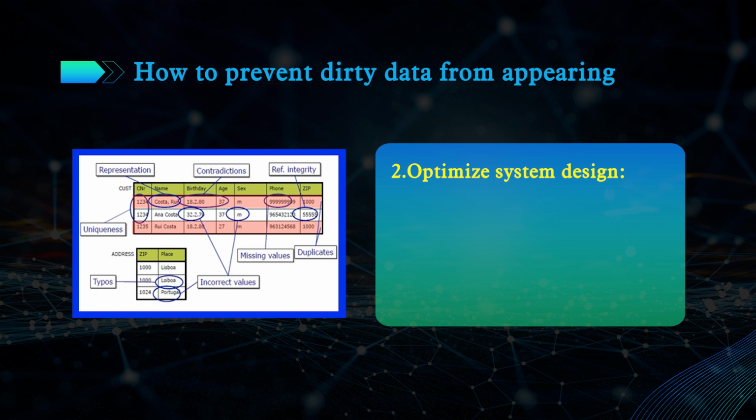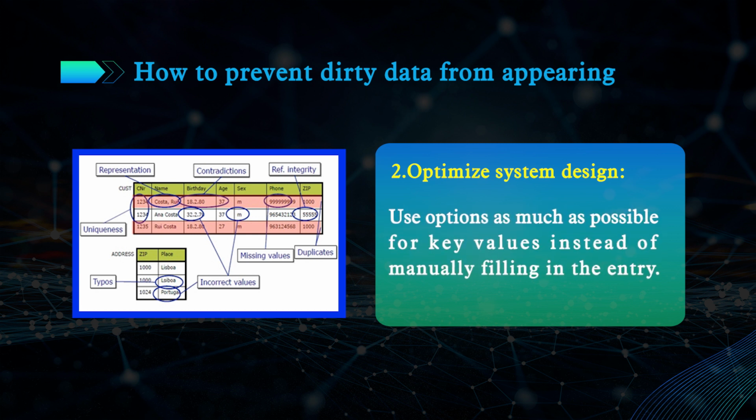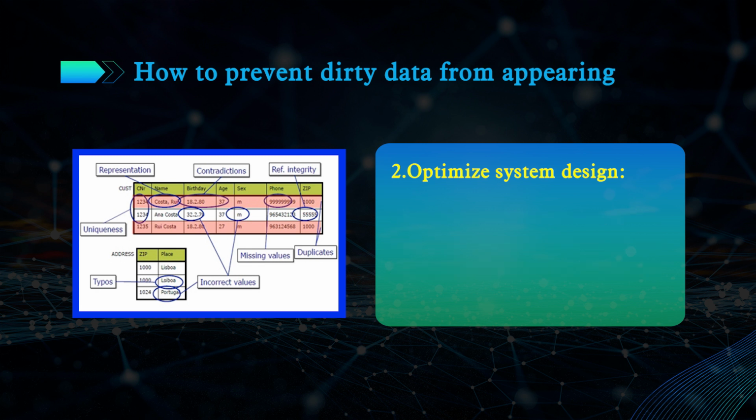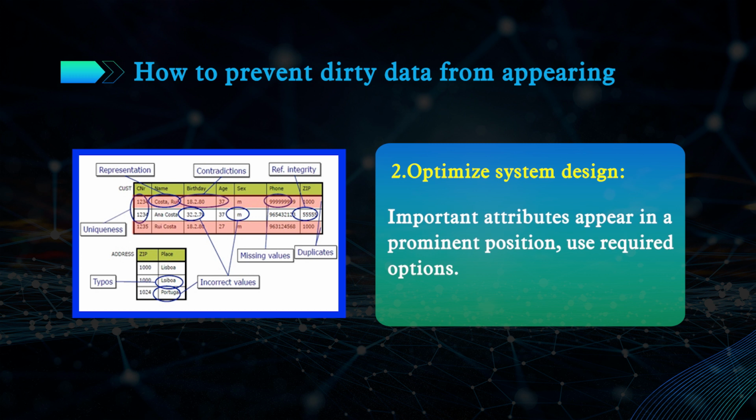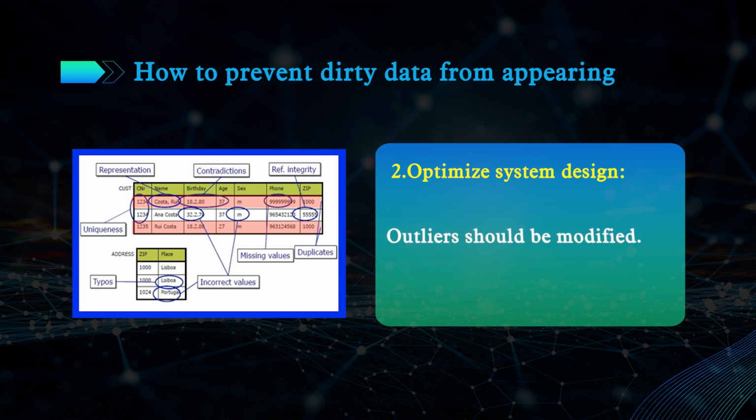Second, we can optimize system design. Use options as much as possible for key values instead of manually filling in the entry. Important attributes should appear in a prominent position. Use required options, and outliers should be modified.